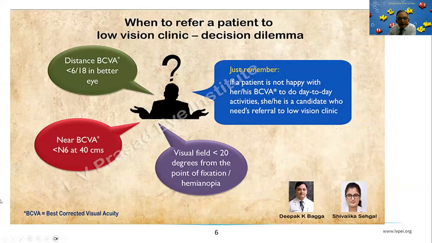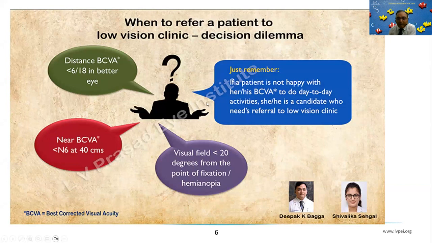So when you have such a dilemma, just don't restrict yourself by looking at the best corrected visual acuity for distance or near or visual field, because there may be people having impaired contrast sensitivity. People may have color vision related issues. There may be functional issues because of the other visual functions which are impaired.